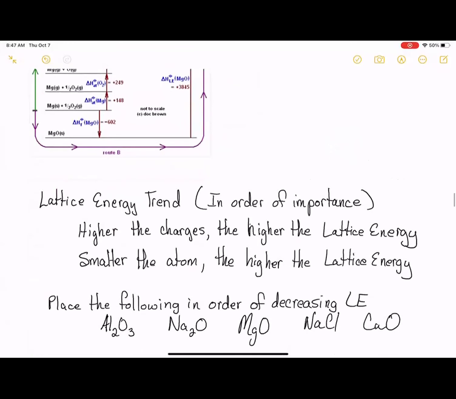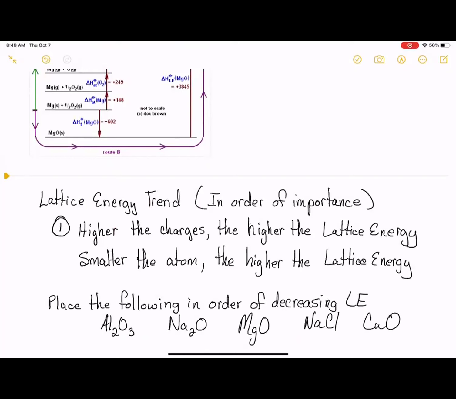So there is a trend in the lattice energy. The most important thing is the higher the charges on the cation and the anion, the higher the lattice energy. So magnesium oxide, because it was a +2 and a -2, would have a higher lattice energy than sodium chloride with its +1, -1.